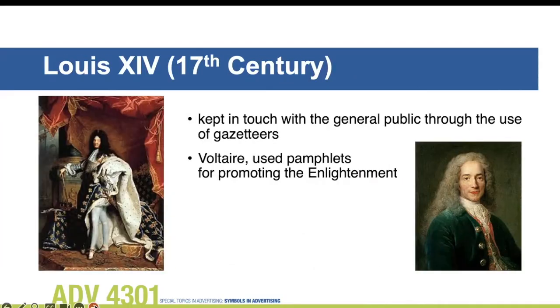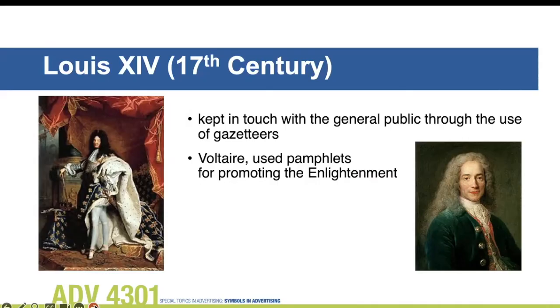Next, we turn to France, in particular, Louis XIV in the 17th century. He used a number of notable techniques for bolstering his extraordinary power. He kept in touch with the general public through use of gazetteers, who served the double function of spreading news that the king felt should be broadcast and bringing him back what the people said, their reactions, whether they agreed or they didn't agree.